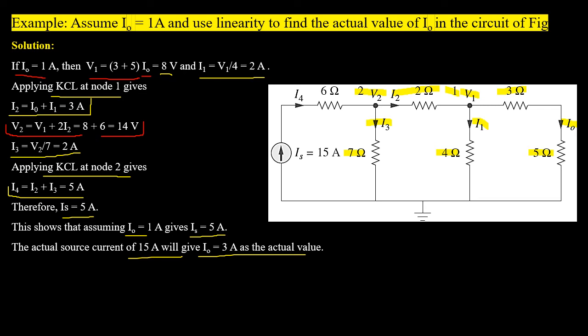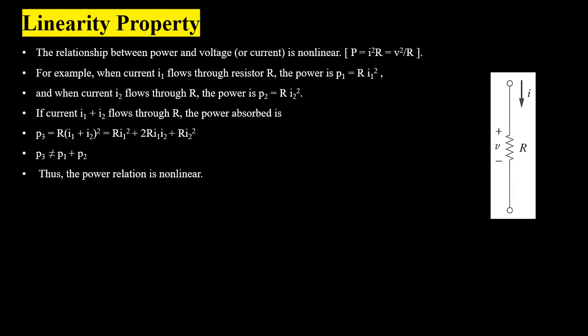As our system consists of linear elements, we can apply the homogeneity property of a linear system here. Now an important thing to note here is that the relation between power and voltage or power and current is non-linear, because we know that power is equal to I square R in case of a given current. Also, for a given voltage, power is equal to V square divided by R.